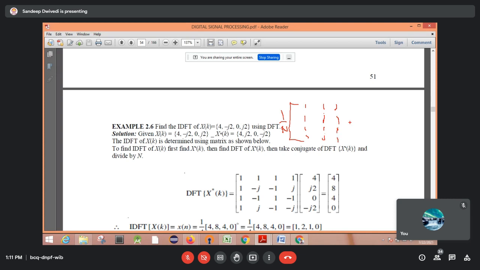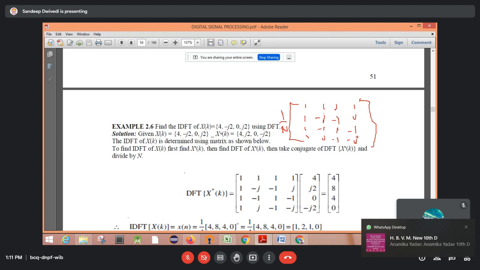Then the next one is 1j. Then the sign: in the sign, these two are negative, then the alternate is negative, then the last two are negative. Okay, like this you can use another method to remember this one.